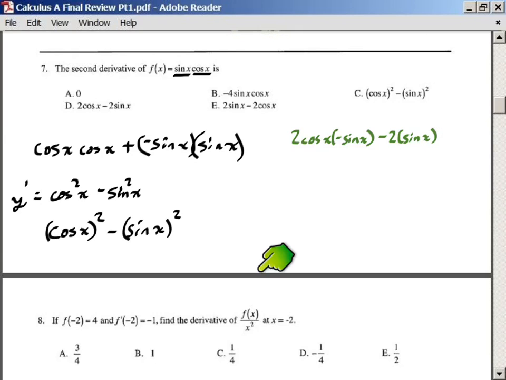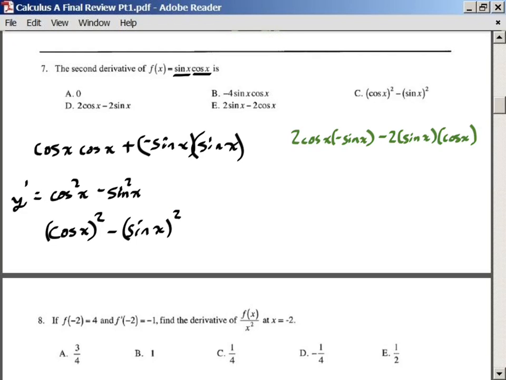And then I have to multiply that times the derivative of the inside, right? Chain rule says take the derivative of the outside function, then the inside function. The outside function is x squared. The inside function is sine. And so I take the derivative of that, I get cosine x.